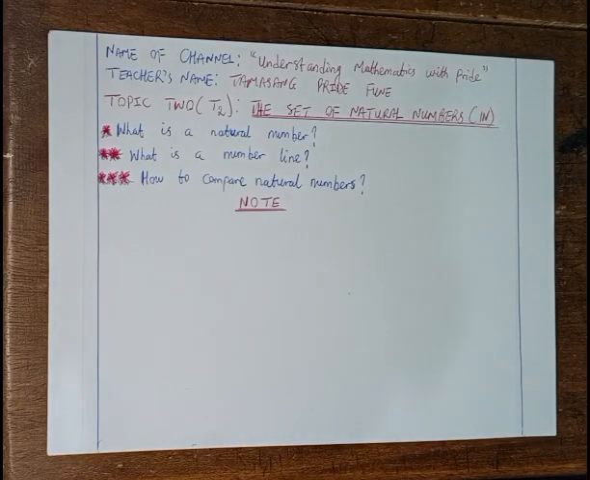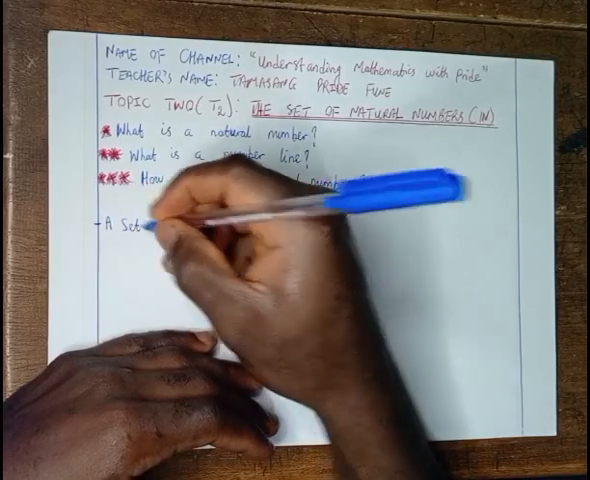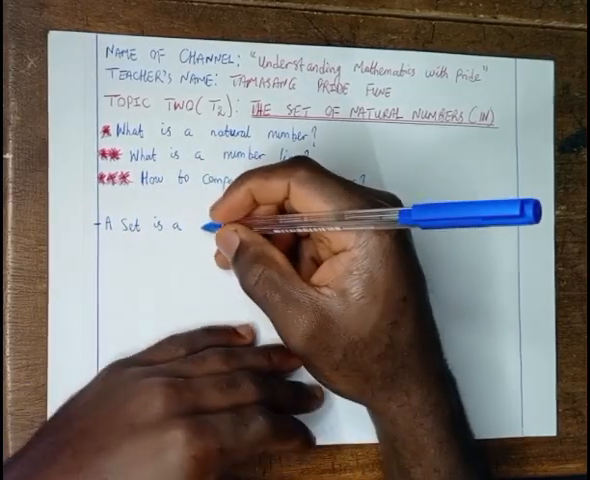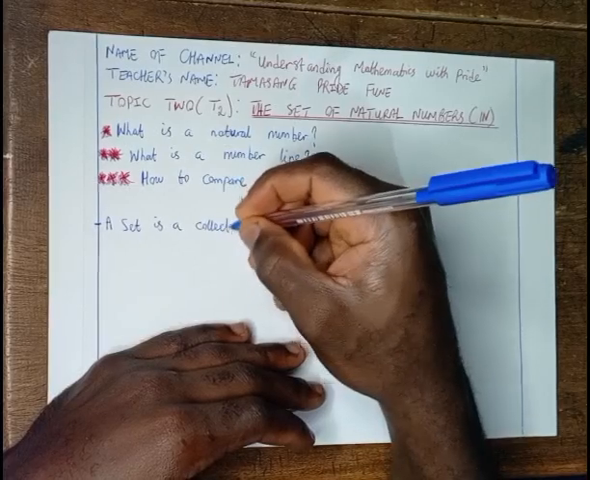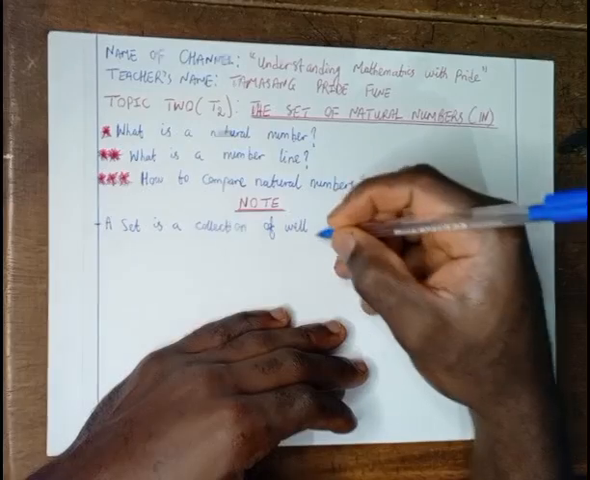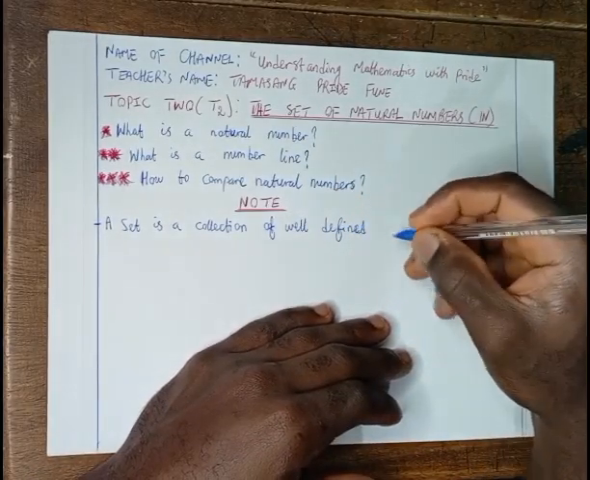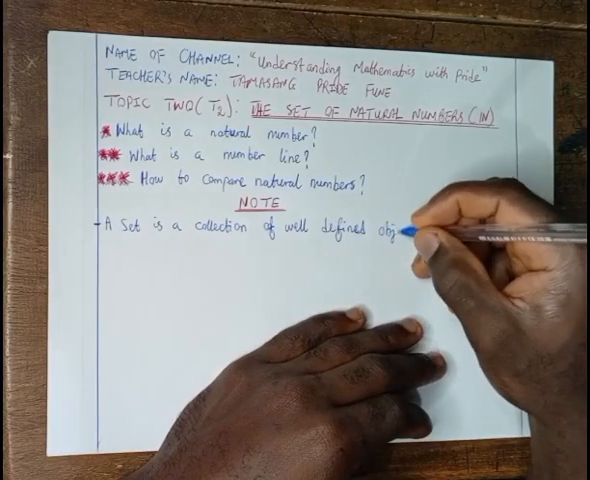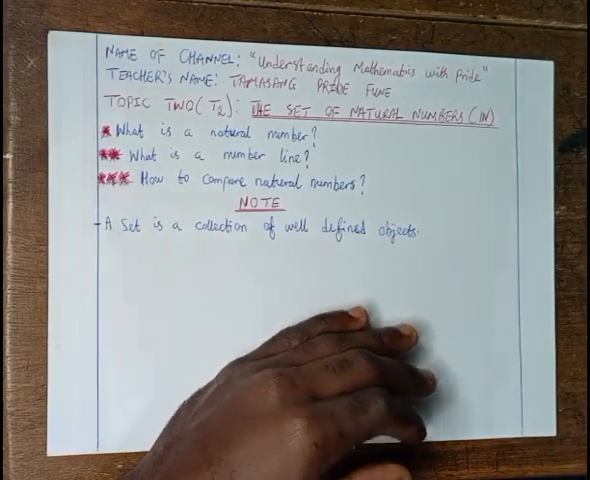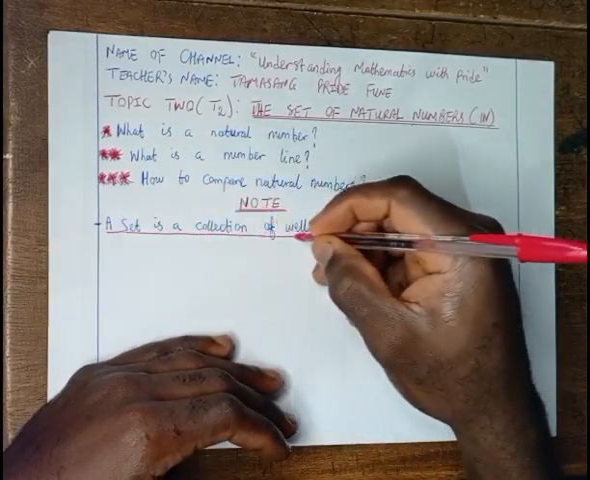First, I will start by defining a set. When we talk of a set, it is a collection of well-defined objects. When we talk of well-defined objects, that means the objects share a particular characteristic in common.